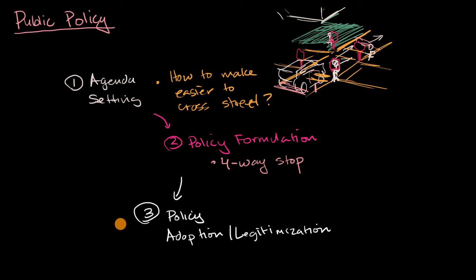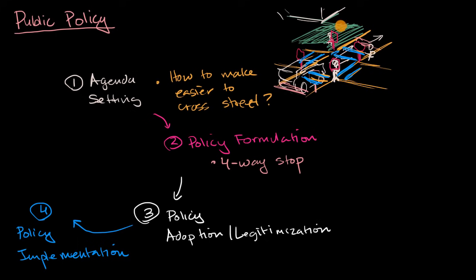And so once the policy is adopted, the next thing is, well, you've got to actually implement it. So I'll call that step 4, policy implementation. And in this case, it's pretty straightforward. Someone needs to show up and install those stop signs. Maybe they're going to put some markers over here to make it more clear that people are going to cross the street as they go onto the park. But that would be the implementation.